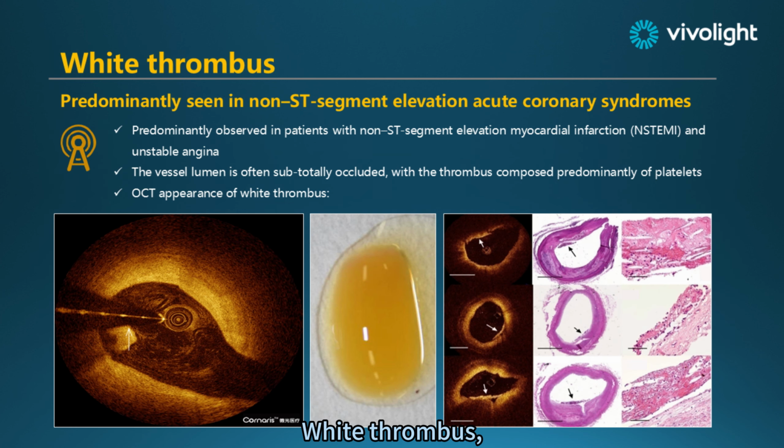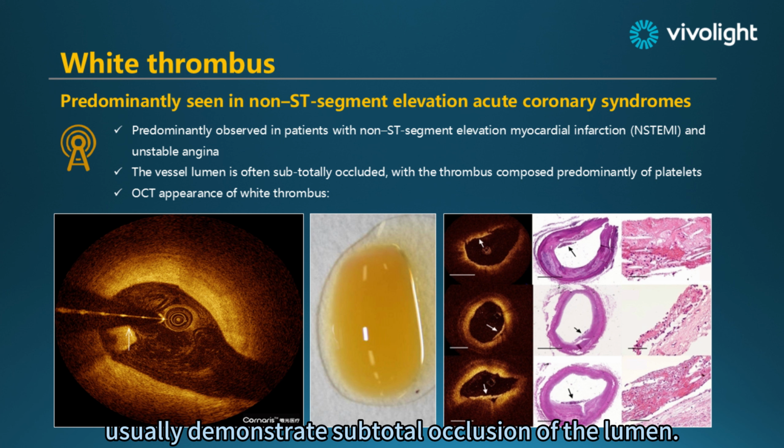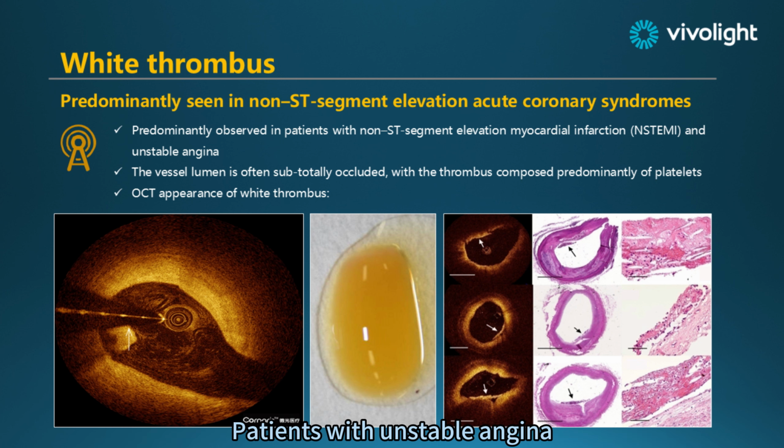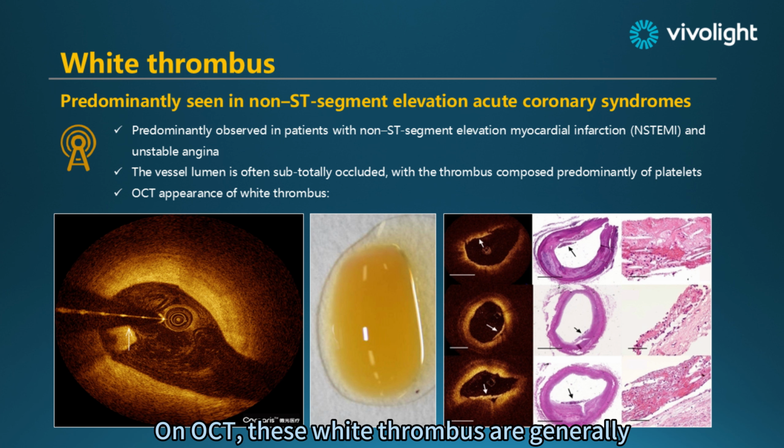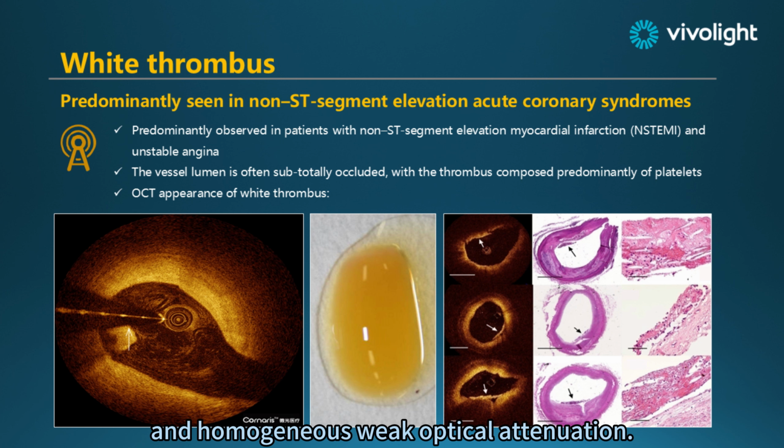White thrombus, primarily seen in non-ST segment elevation myocardial infarction patients, usually demonstrate subtotal occlusion of the lumen. Patients with unstable angina may also exhibit similar manifestations. On OCT, these white thrombus are generally smaller in size, showing low reflectivity and homogeneous weak optical attenuation.